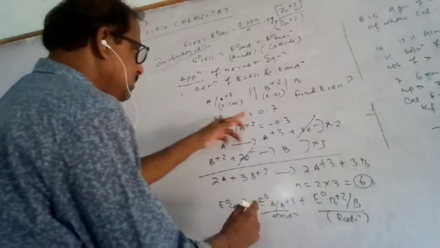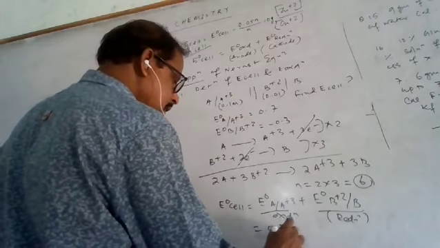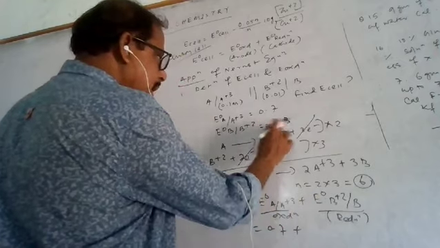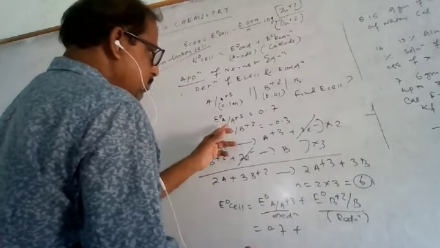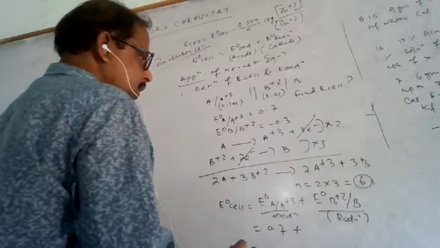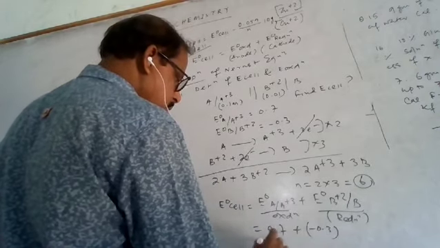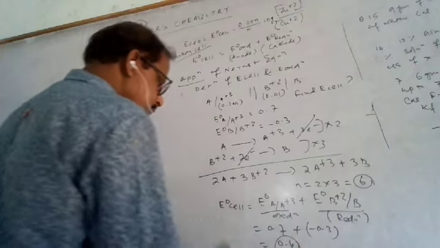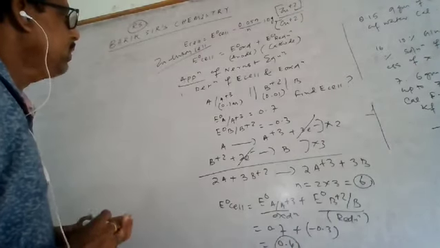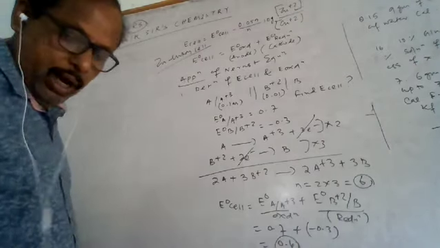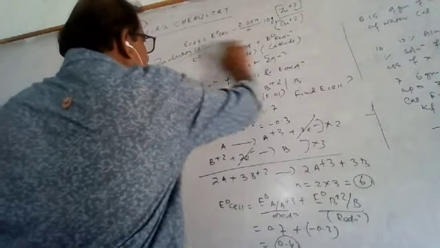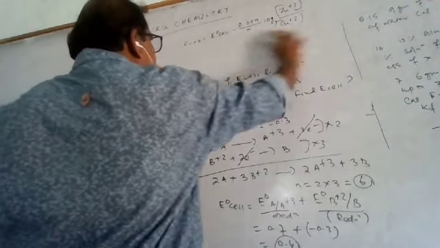The oxidation potential is 0.7, and here the reduction potential term is given as minus 0.3. So that will be equal to 0.4. So E naught cell is equal to 0.4. To calculate these things, we can write the equation here.